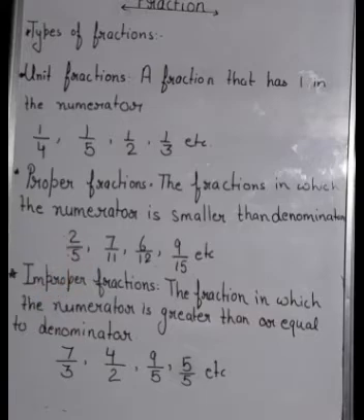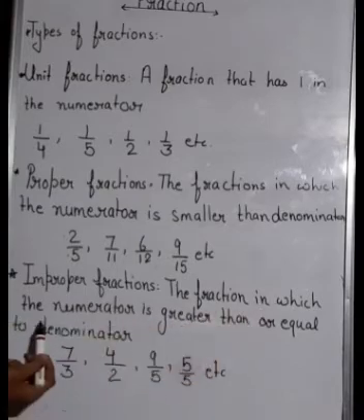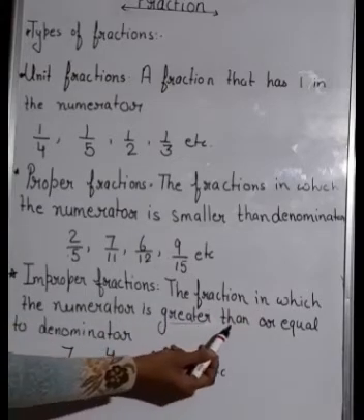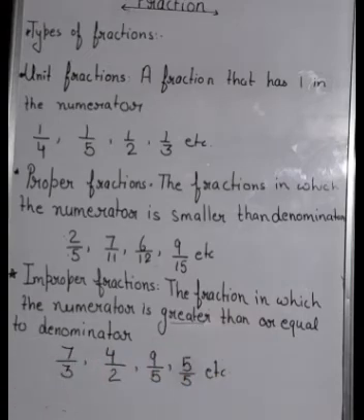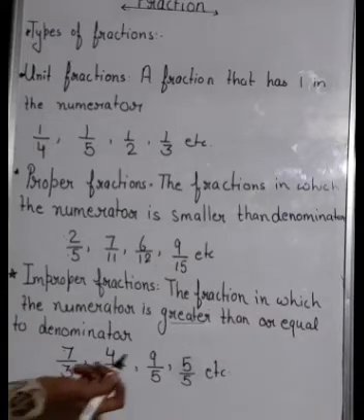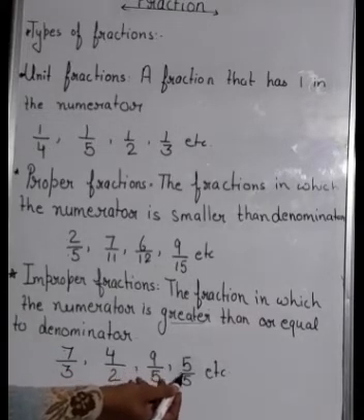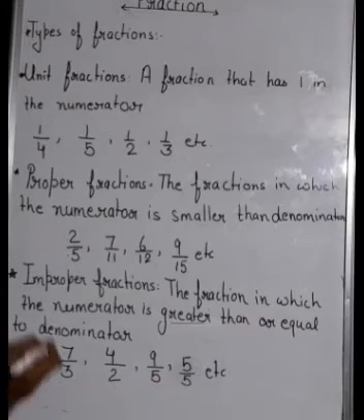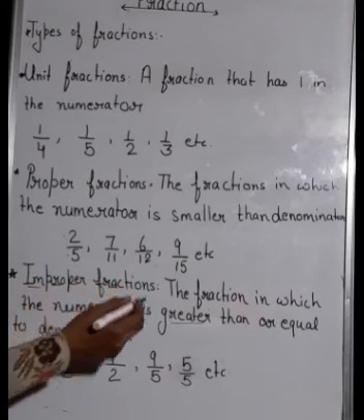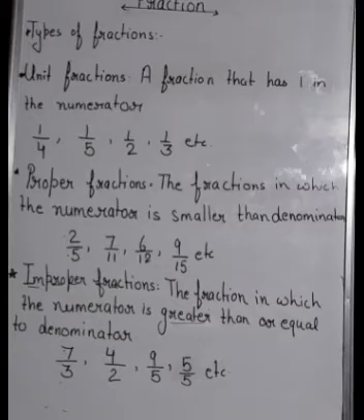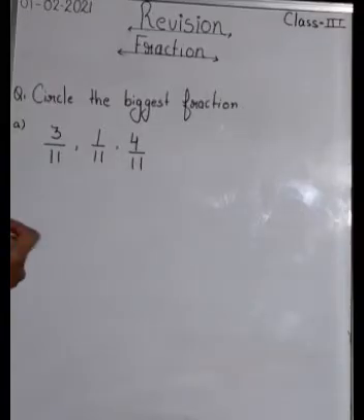So they are your proper fraction. Okay. Next, we are having improper fractions. The fractions in which the numerator is greater than or equal to the denominator. In an improper fraction, the numerator is greater than the denominator or it is equal to the denominator. Both the numerator and denominator are equal, then the fraction is said to be an improper fraction. Clear?